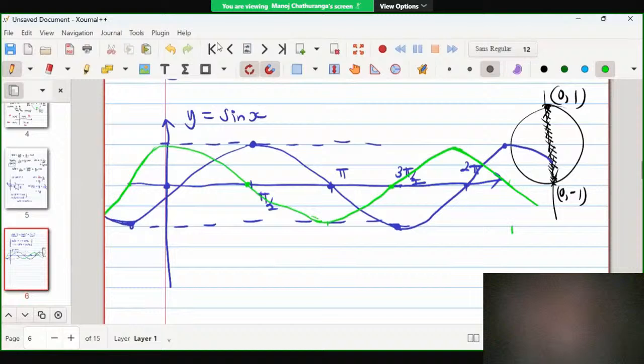That is y equals cosine theta. There is a phase difference between them. The difference is 90 degrees. So you take the graph of sine function and translate it by pi by 2 units.